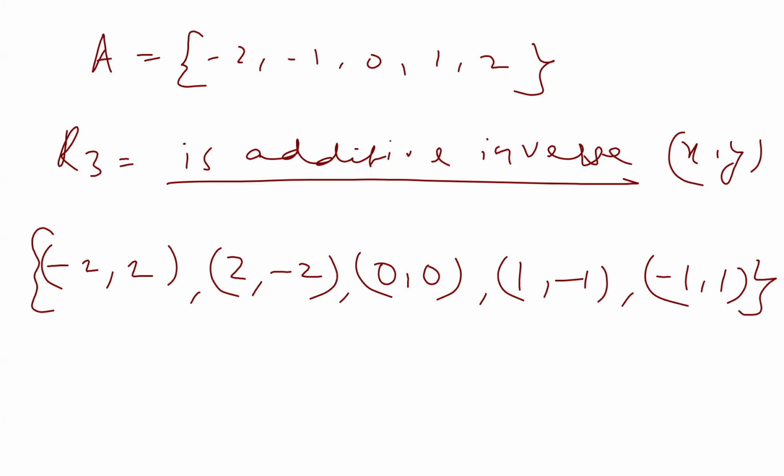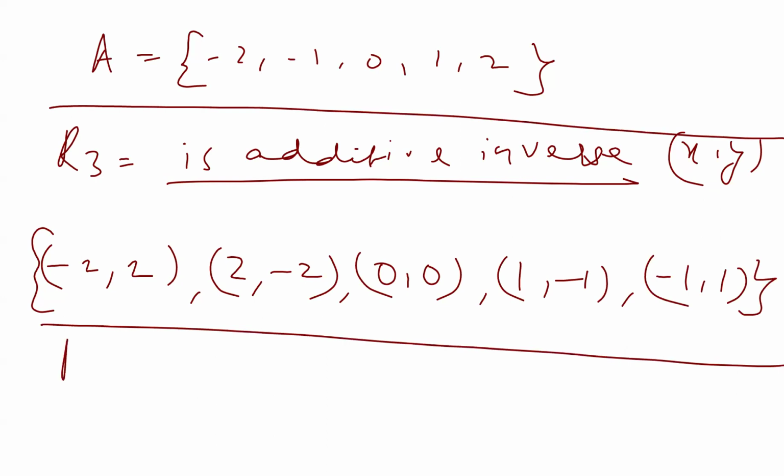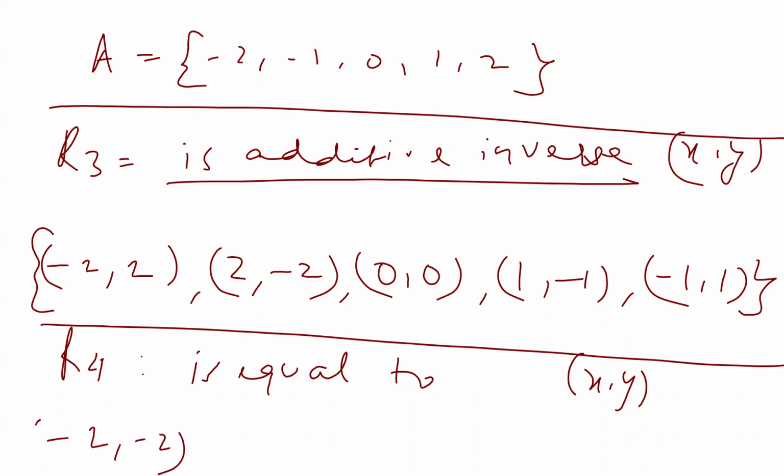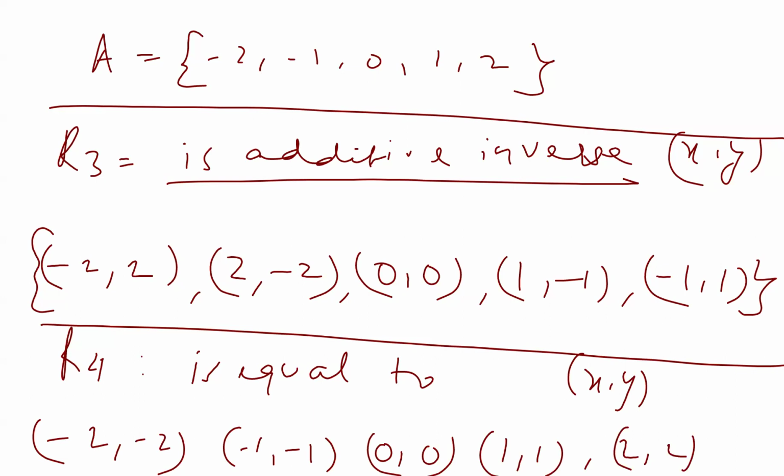Now the fourth one, R4, is equal to. The first component should be equal to the second component. So -2 is equal to -2. -1 is equal to -1. 0 equal to 0. 1 equal to 1. 2 equal to 2. So this is the fourth relation which is asked.